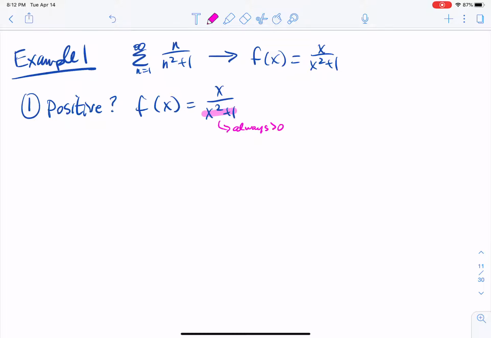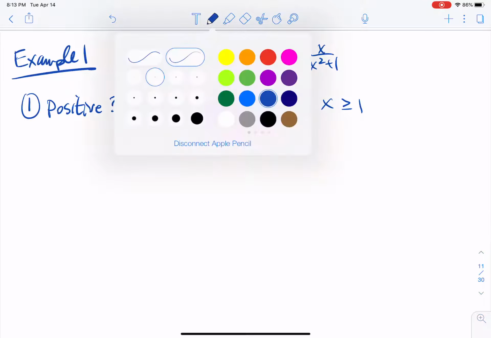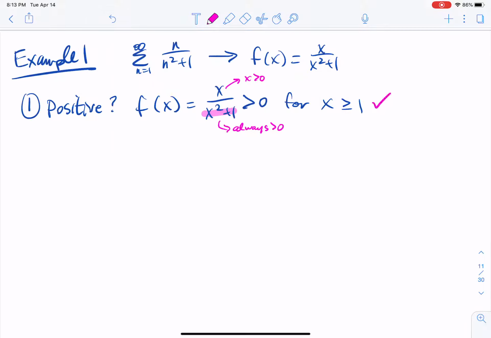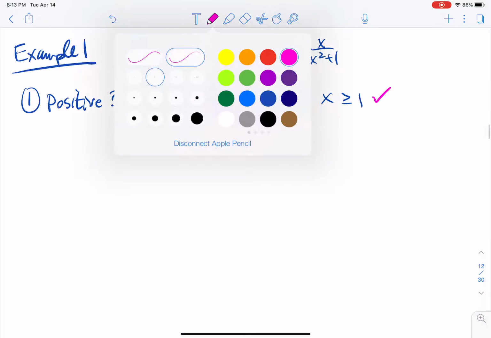Okay? The top is x. x can be either positive or negative, but as long as x is greater than 0, this whole entire thing is going to be positive. All right, now remember that all I needed to show was that it was greater than 0 for x greater than or equal to 1. And that's pretty much all you have to show. You just have to point it out. You make that kind of judgment: these are positive terms for x greater than or equal to 1. All right, we're in business. Our first condition is met.